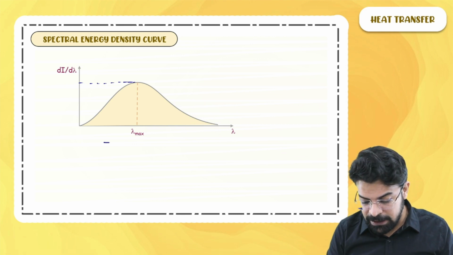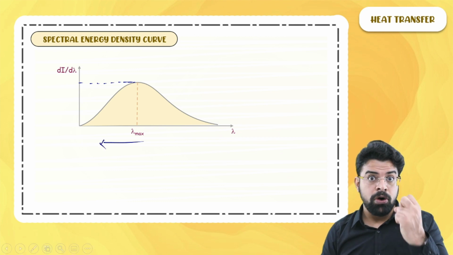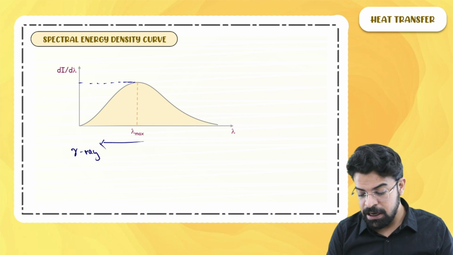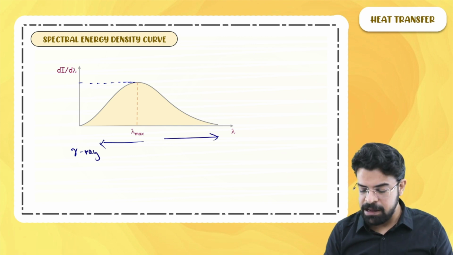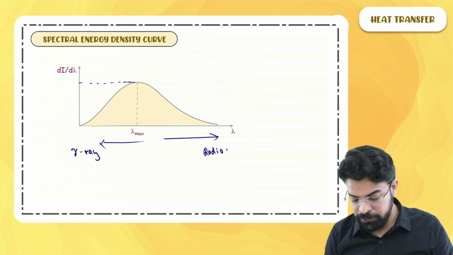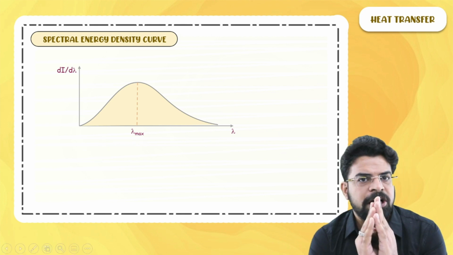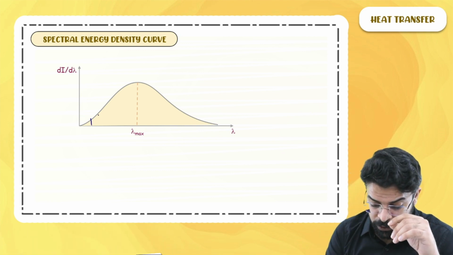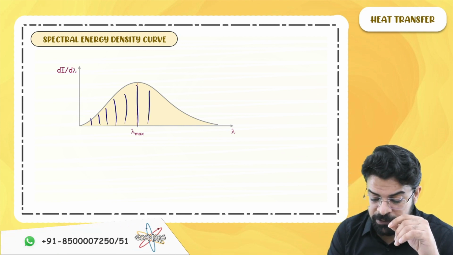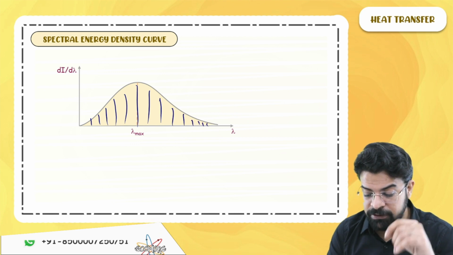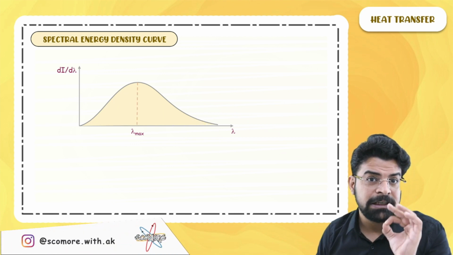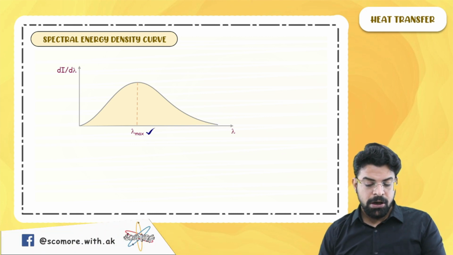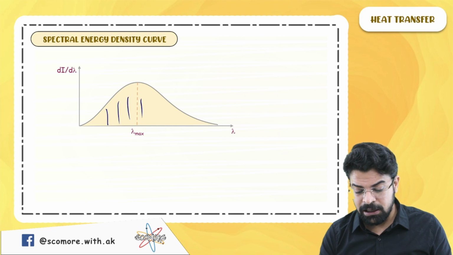Now remember that lower wavelength means more energetic photon. Lower wavelength takes you towards gamma, and higher wavelength means less energy. Higher wavelength takes you towards radio. So if you have any object above 0 Kelvin, it radiates. Which type of wavelength? All possible types. But there is a particular wavelength that dominates, and this particular wavelength corresponding to which maximum intensity is observed is called lambda max.